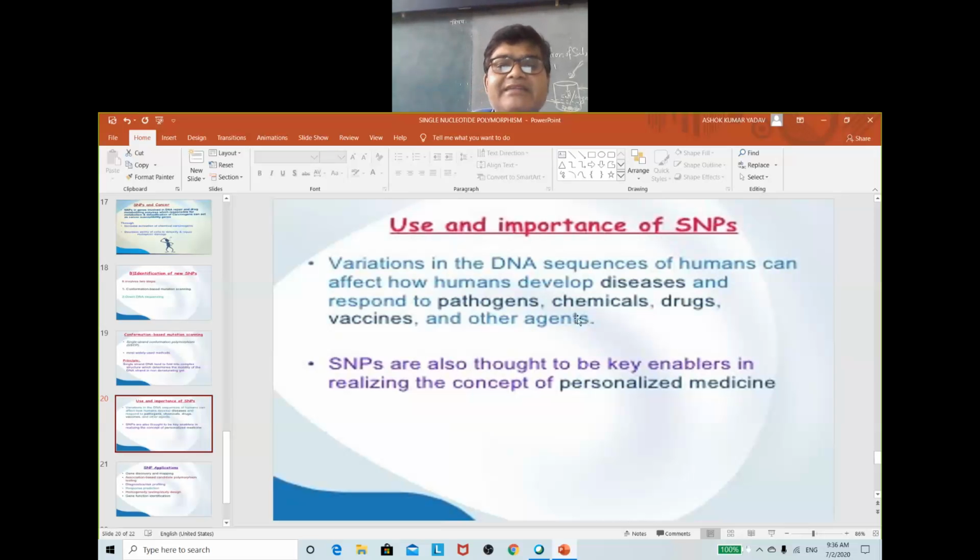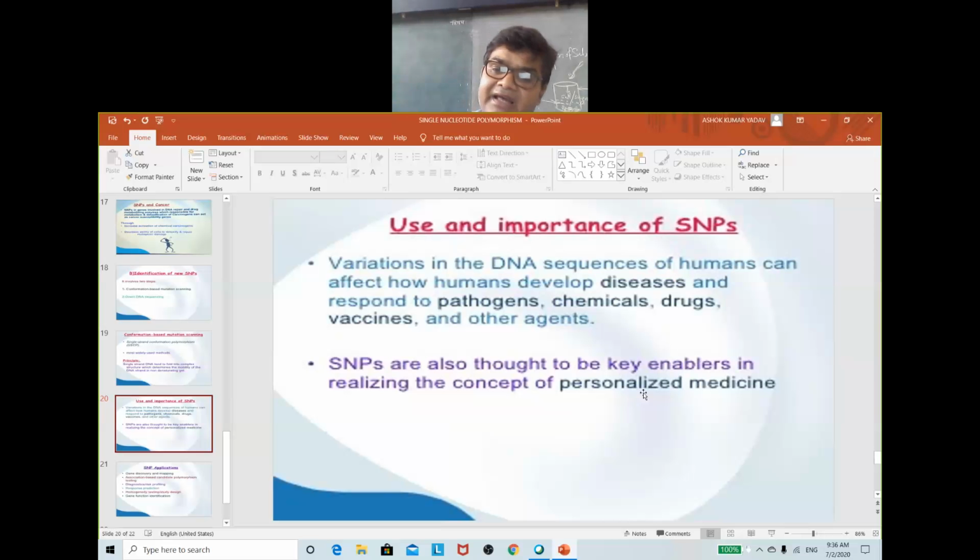So we can also monitor the response to pathogens, meaning the drug response: the chemicals, drugs and vaccines acting on the pathogen. SNPs are also key enablers in realizing the concept of personalized medicine, meaning the dose of a particular drug will vary from person to person, and that can be monitored only with the help of SNP. Personalized medicine means the same medicine is effective at different doses in different persons.